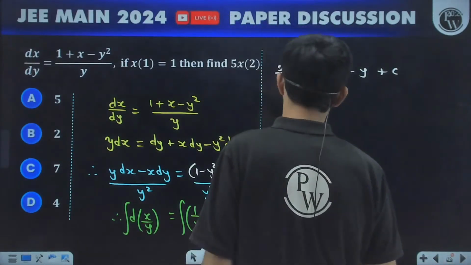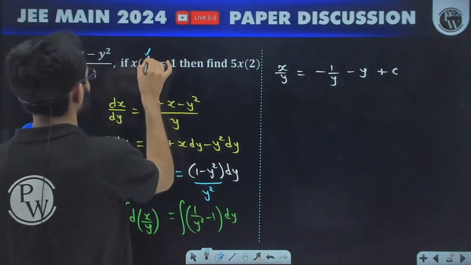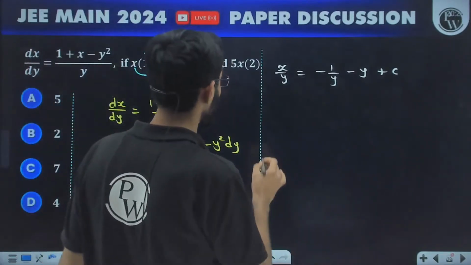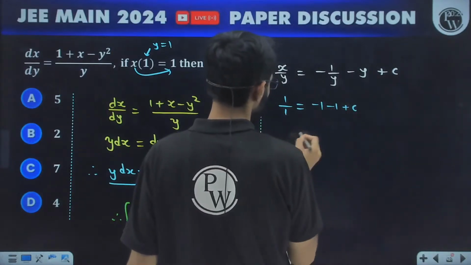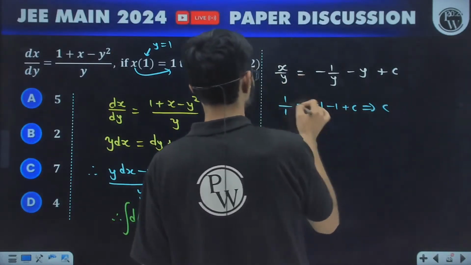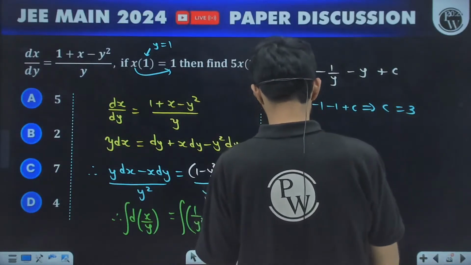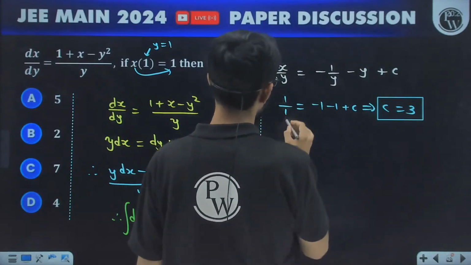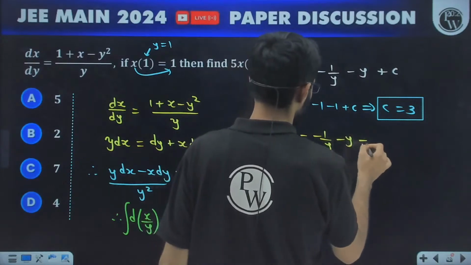Initial condition x of 1 is equal to 1. Understand this carefully. This is telling that if y equal to 1, at that time x equal to 1. So if I substitute y equal to 1 and x equal to 1, so 1 by 1 is equal to minus 1 plus c. So from here c will become plus 1 plus 1. So 2 plus 1, that will become 3. So once you are getting value of c, your equation is going to get completed, and that equation will be x by y is equal to minus 1 by y minus y plus 3.